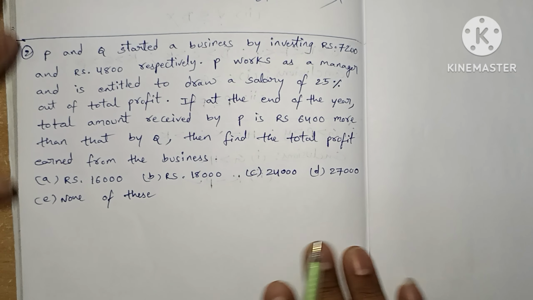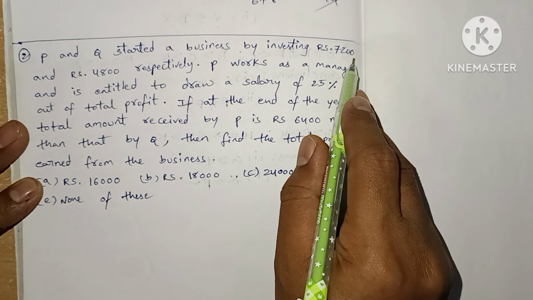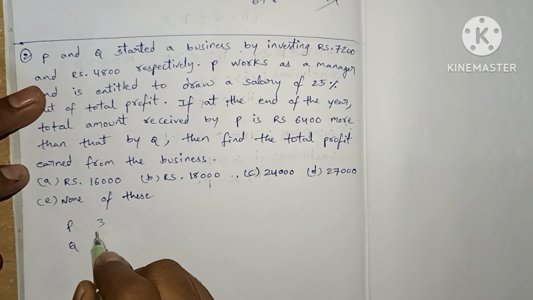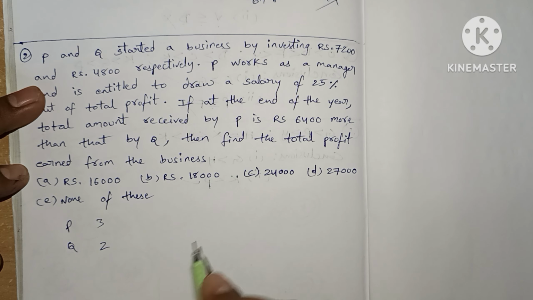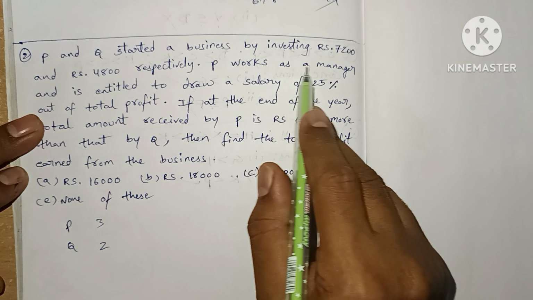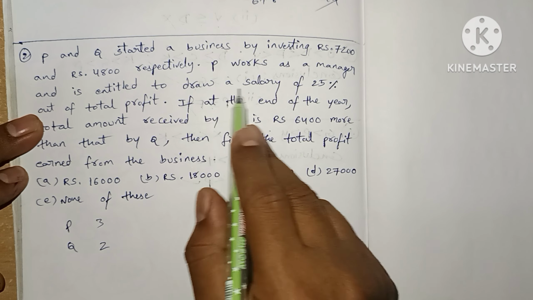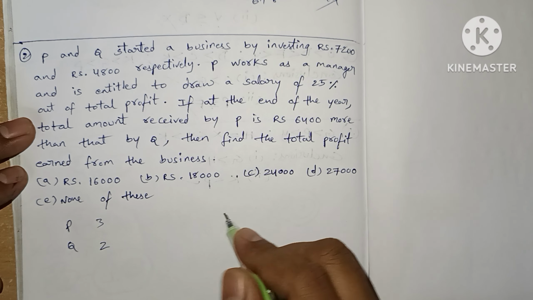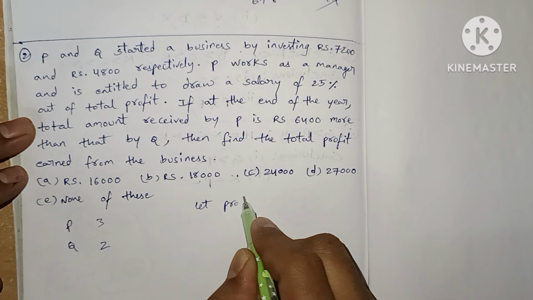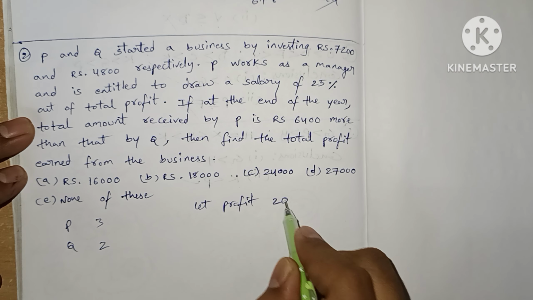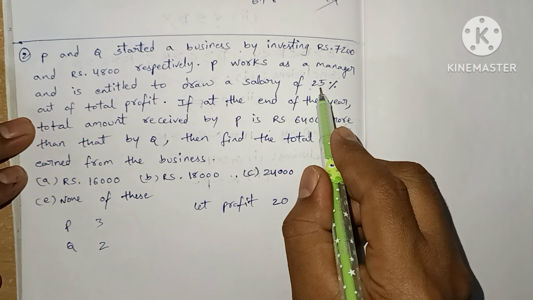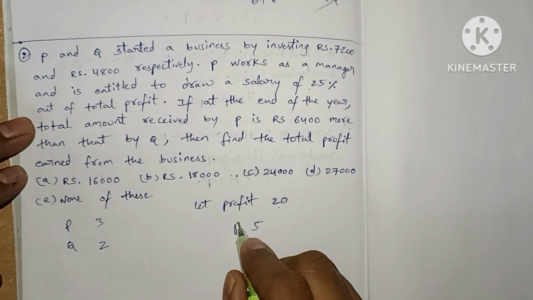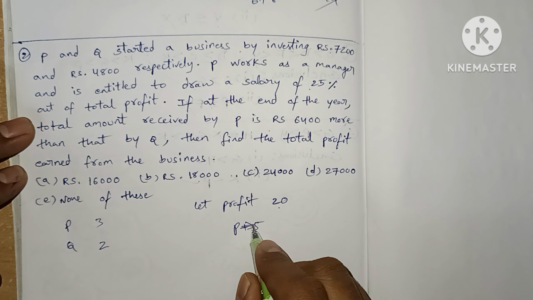Question number 2. P and Q started a business investing 7200 and 4800. Their investments are in the ratio of 3 is to 2. P works as a manager, so he is entitled to 25% of the total profit. Let the profit be 20. P takes 25%, means 25% of 20 means 5. P takes 5.